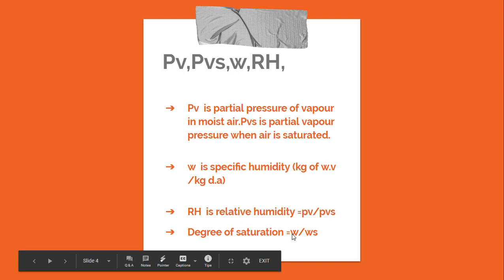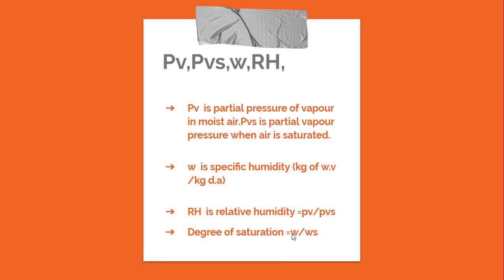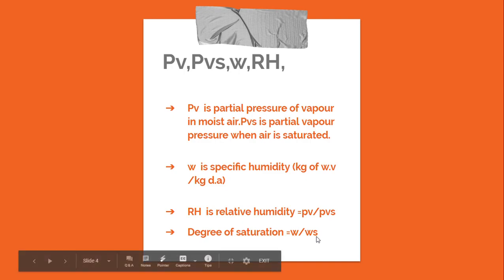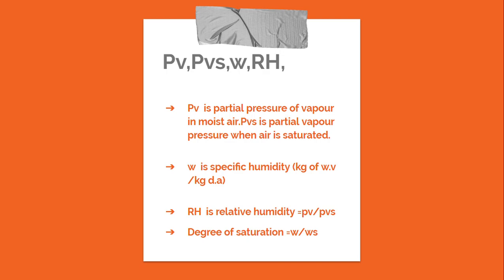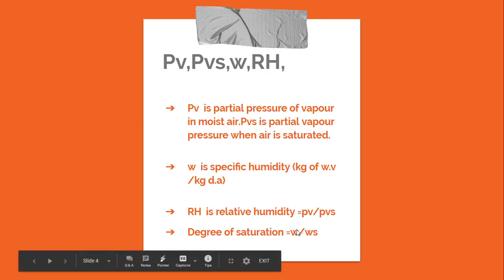Similarly, degree of saturation is what? It is the ratio of specific humidity at a given temperature upon specific humidity of the same air at the same temperature. The difference is the air is now saturated. So omega upon omega s is degree of saturation and PV upon PVS is the relative humidity.